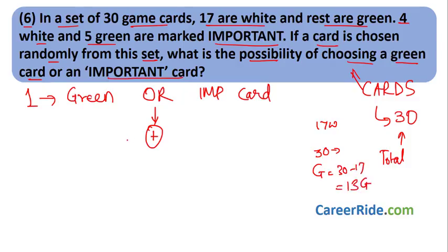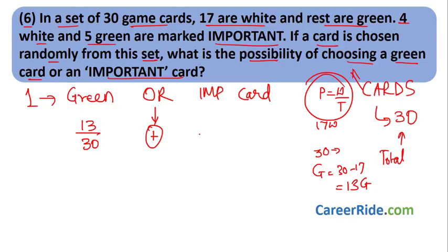So I want to choose one green. What I want is green. So you know what the probability is: what I want divided by total. What is total cards? 30, right? I want one green card, so total possibilities are 13. 13 by 30, plus I want an important card.